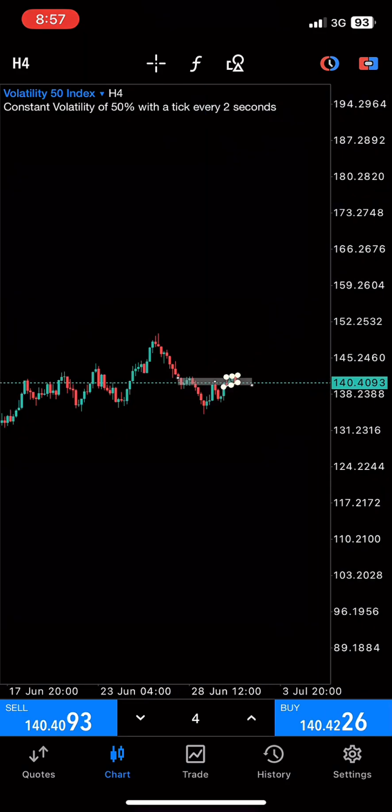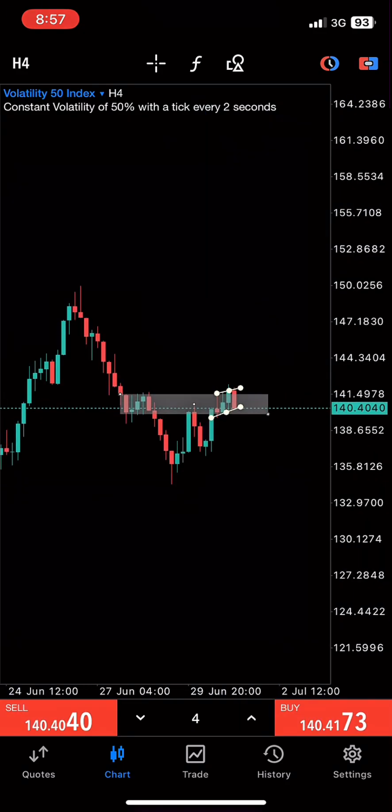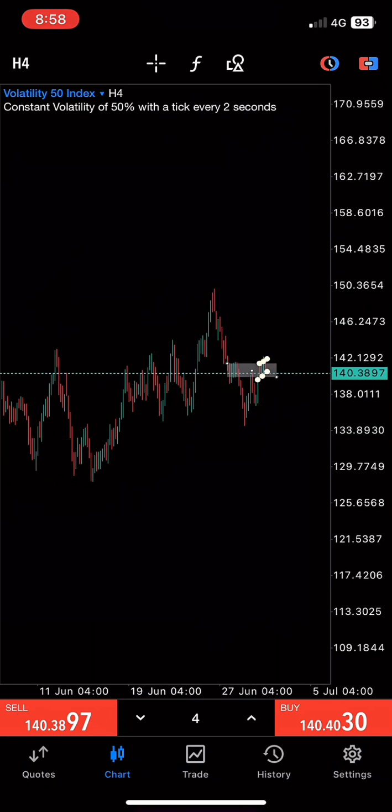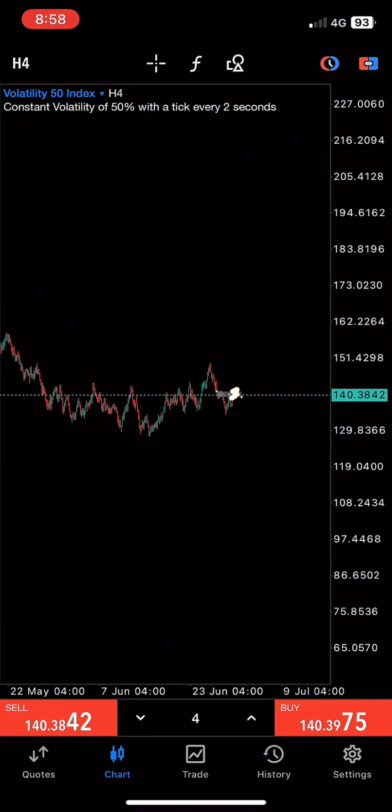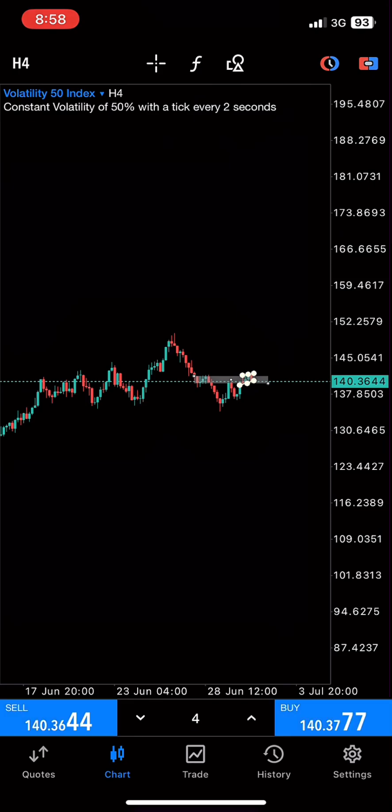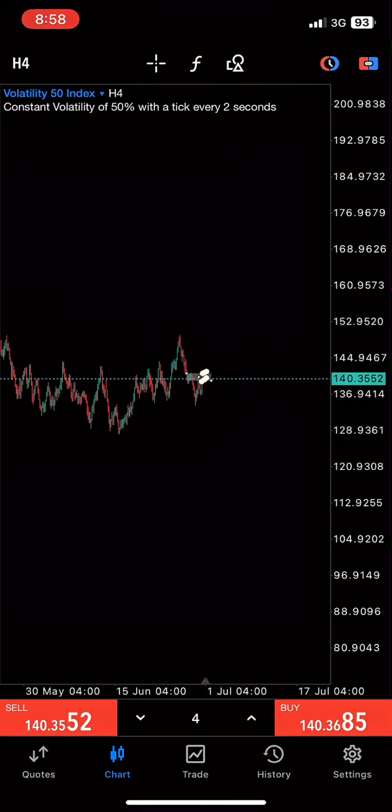So another thing is that VIX 50 is on a downtrend. So while we're on downtrends, we know that it is better for us to look for sells. So that's why I'm considering a sell at this point.